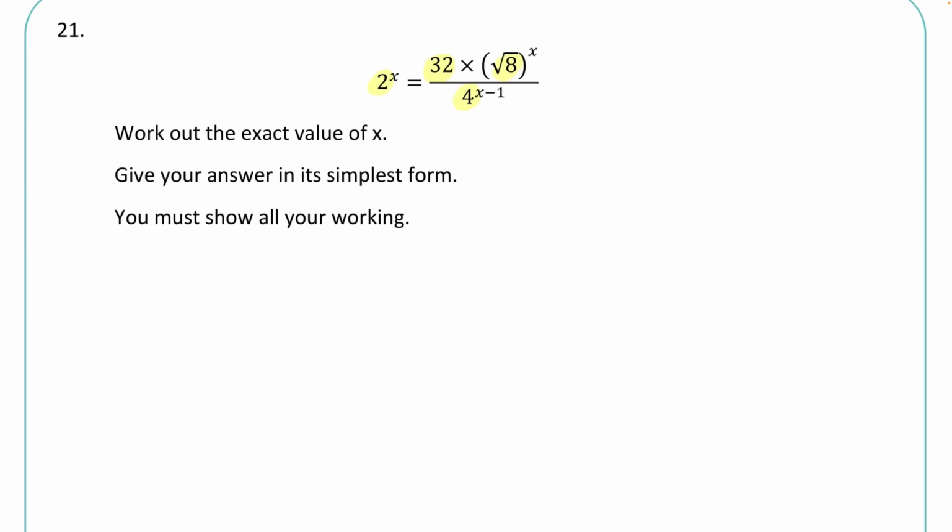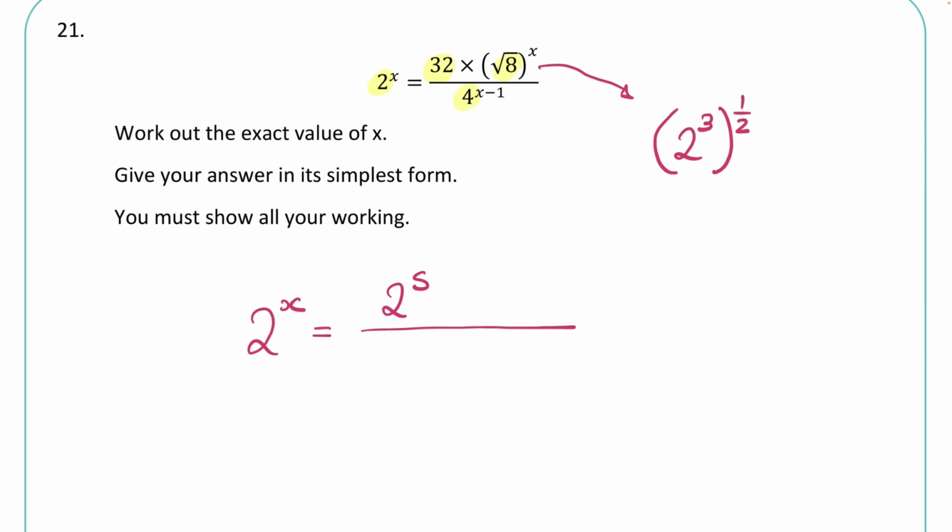So for the first one, we have 2 to the power of x, which is already a power of 2, that's fine. Now that is equal to, on the numerator there, 32 is 2 to the power of 5. Root 8 to the power of x. Now I'm going to do that one to the side because there's quite a lot there. So 8 to start with is 2 to the power of 3. And the square root is when we put something to the power of a half. So if we convert that to a power of a half, then we have 2 cubed to the power of a half, which is equal to 2 to the power of 3 over 2. That is all also to the power of x.